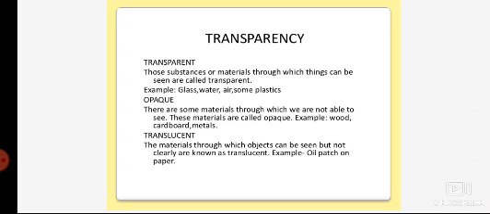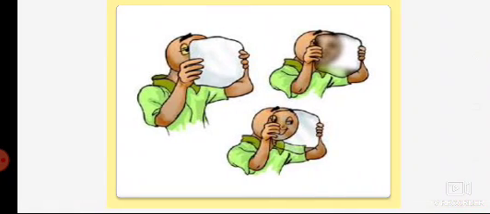So oil patch on paper, that means again the butter paper is an example of translucent, which allows a little bit of light to pass through them but does not allow materials to clearly see in and out through them. Now here is a very nice picture for you all.